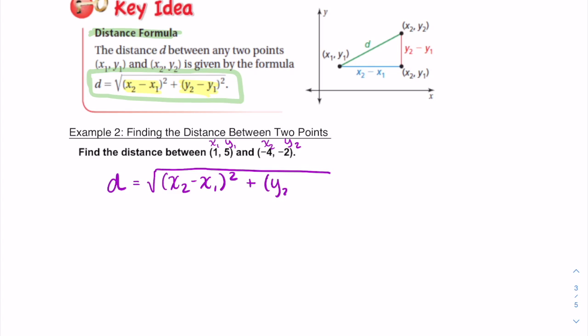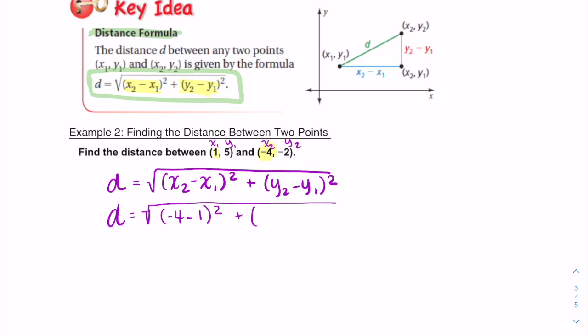So this is y2 minus y1 squared. I'm going to have x2. So I'm going to go to the second point, and here x2 is a negative 4. So I'm going to have negative 4 minus x1. x1 was right here. That's 1. And that's going to be squared.